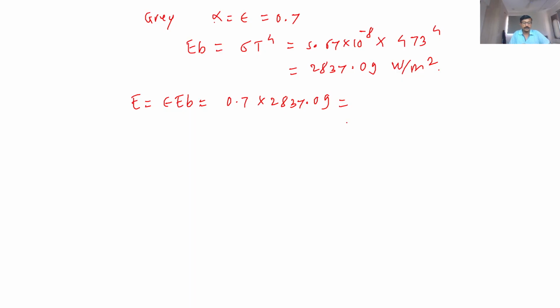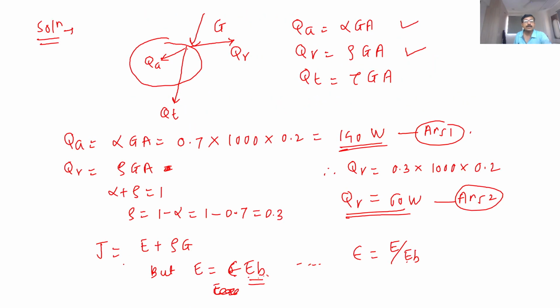Just now, wait a minute, I will calculate it for you. 0.7 into 2837.09, that becomes 1985.96 watt per meter square. The unit of emissive power is watt per meter square. So I got E. So using this formula, I got the value of E now.